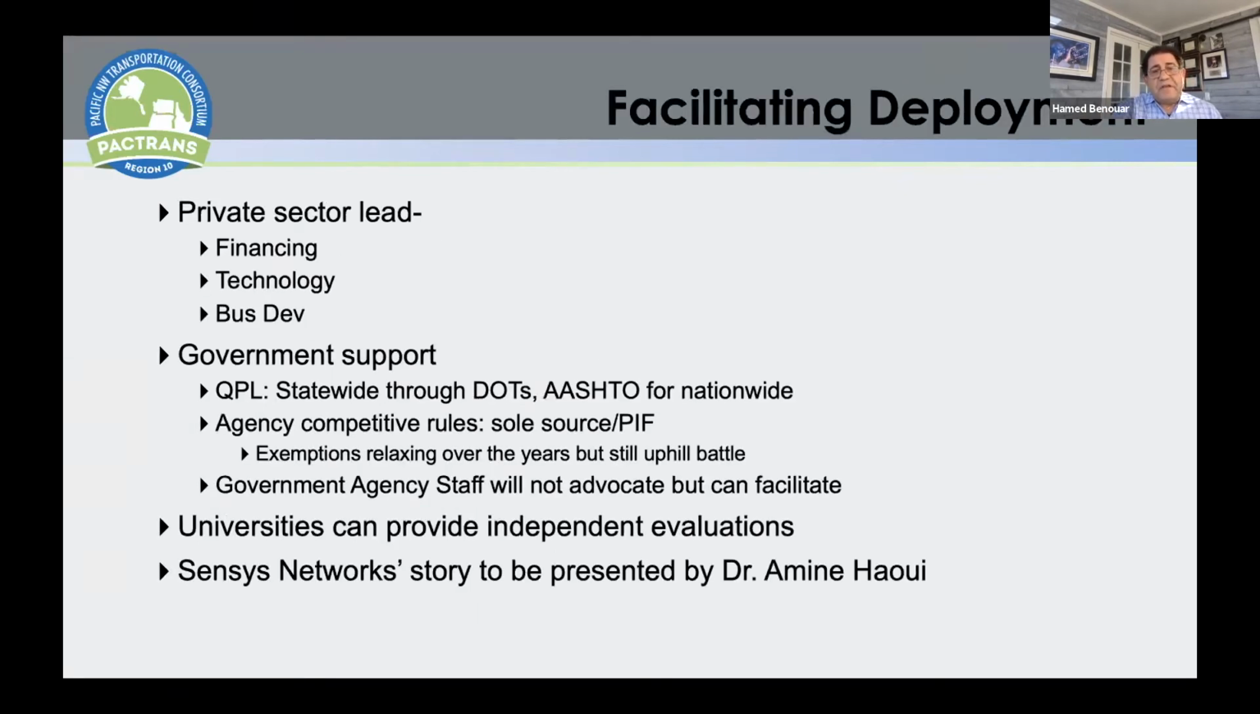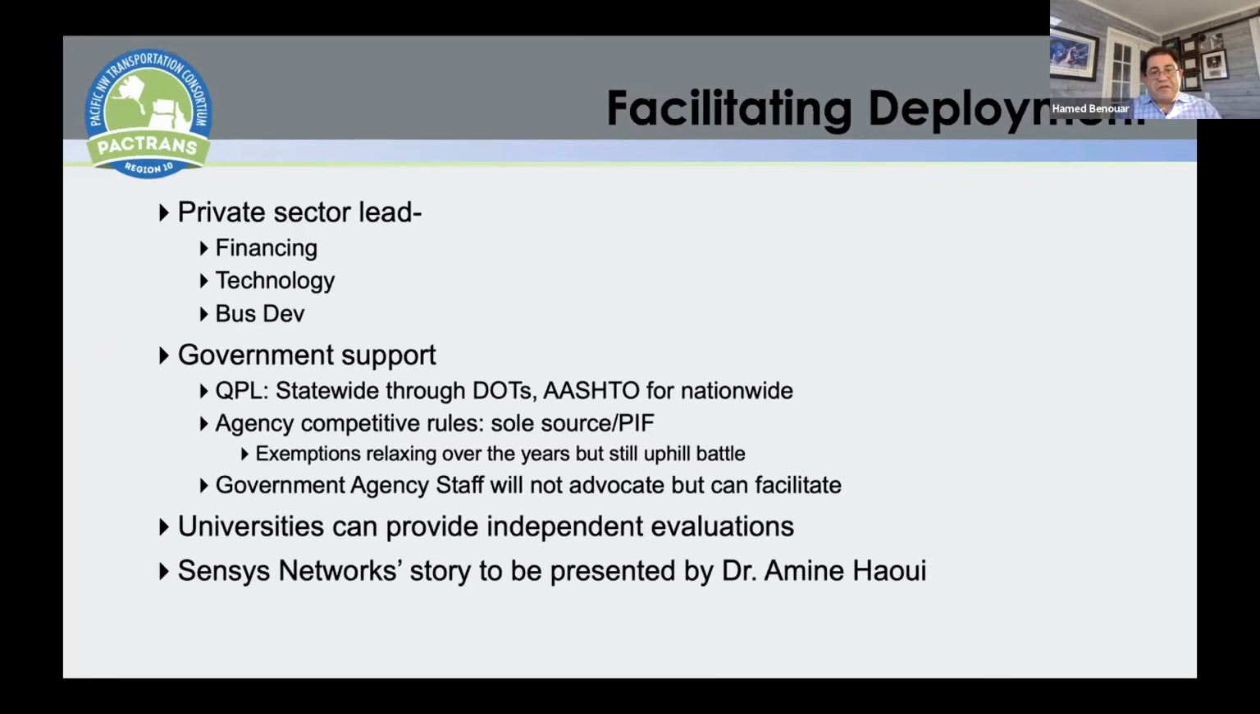So my last slide is about facilitating deployment. The private sector is going to take the lead. They're going to bear the burden of the financing, the technology development, the business development, and so on. But government can still support them by facilitating a little bit the way things are done. Like a QPL, a qualified product list. The states could decide, we're going to qualify this product, and now all the cities and the MPOs, everybody within the state, could use it without having to retest it. So you're facilitating deployment that way.